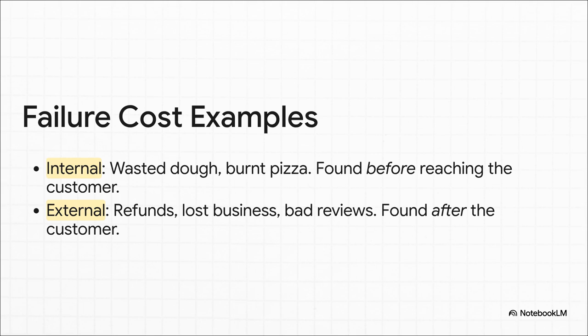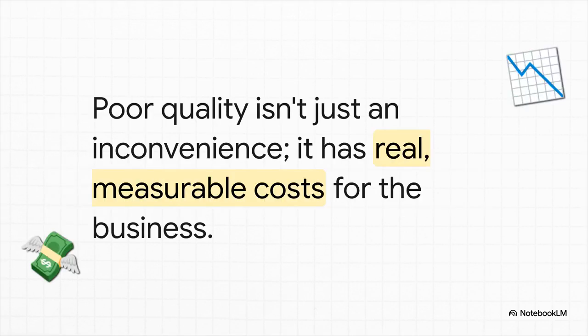Think about it this way. An internal failure is when the chef burns a pizza and has to toss it in the trash. That costs money, right? Wasted dough, wasted cheese, wasted time. But an external failure, that's when that burnt pizza actually gets delivered. Now you're talking about giving refunds, dealing with a terrible online review, and worst of all, probably losing that customer for good. External costs are almost always way more damaging. So, just remember, every mistake, every defect, every little error has a price tag attached to it. And understanding that cost is usually what lights the fire to actually improve the process.